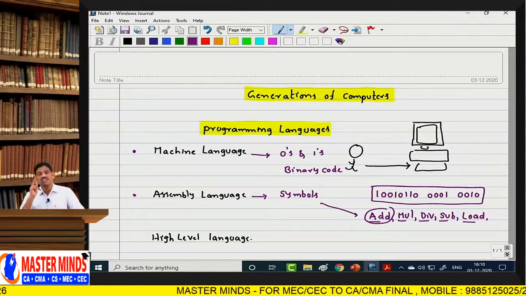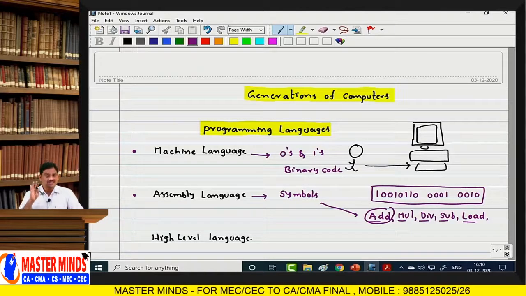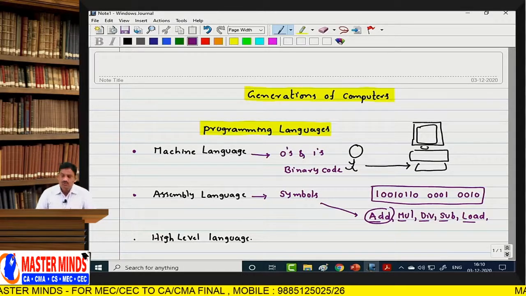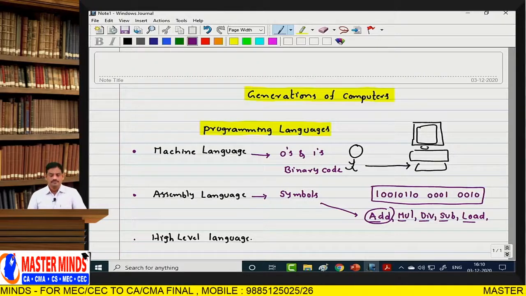But your program works for only a specific model or a specific machine, that is called dependency. So, again there is a difficulty with the assembly language. That's why we move on to high level language.